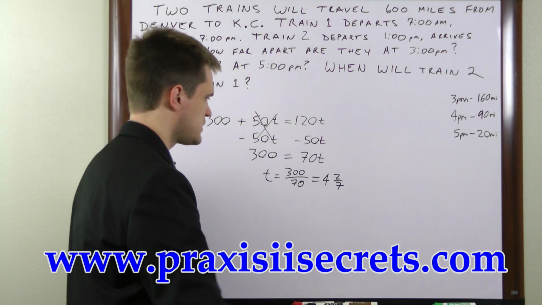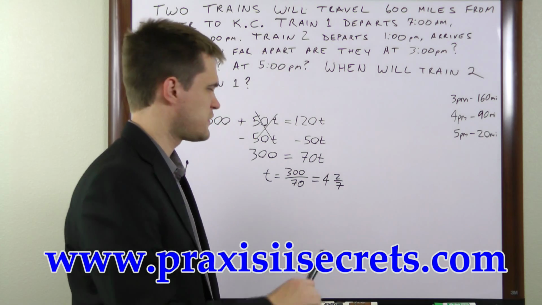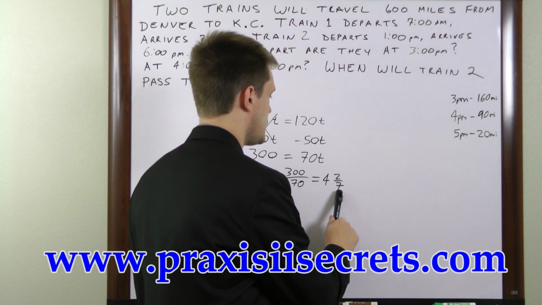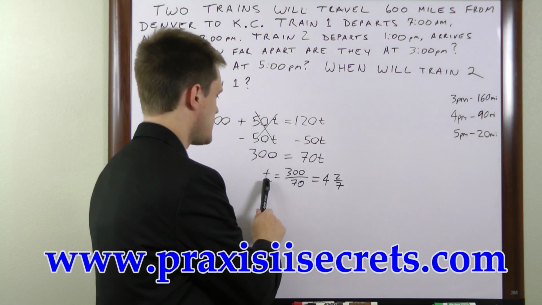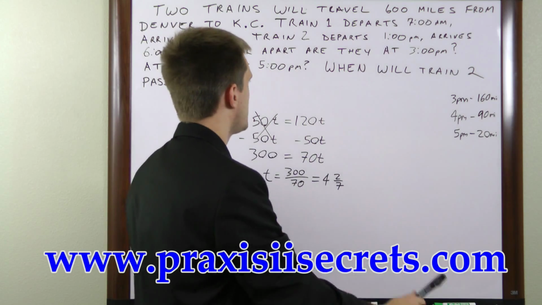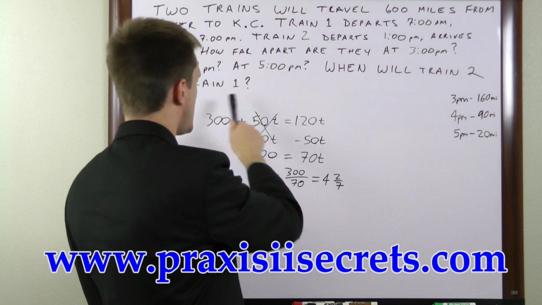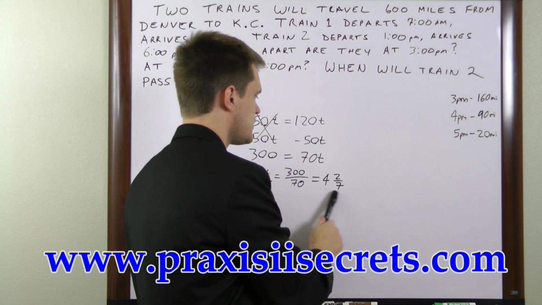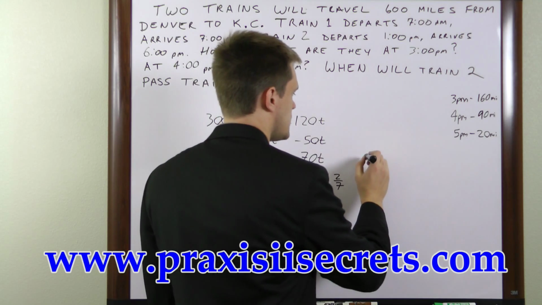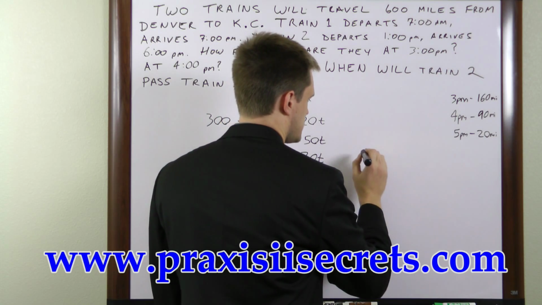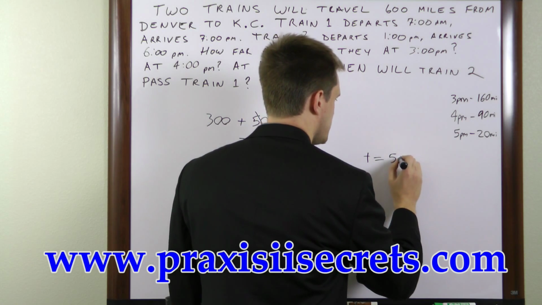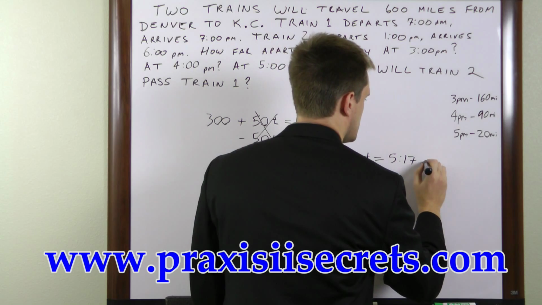Now 2/7 of an hour is about 17 minutes, so this is about 4 hours and 17 minutes. Now remember, we said that time t starts at 1 p.m., so to find the time when train 2 passes train 1, we need to add this much time to 1 p.m. So the time when train 2 and train 1 are in the same spot is going to be 5:17 p.m.